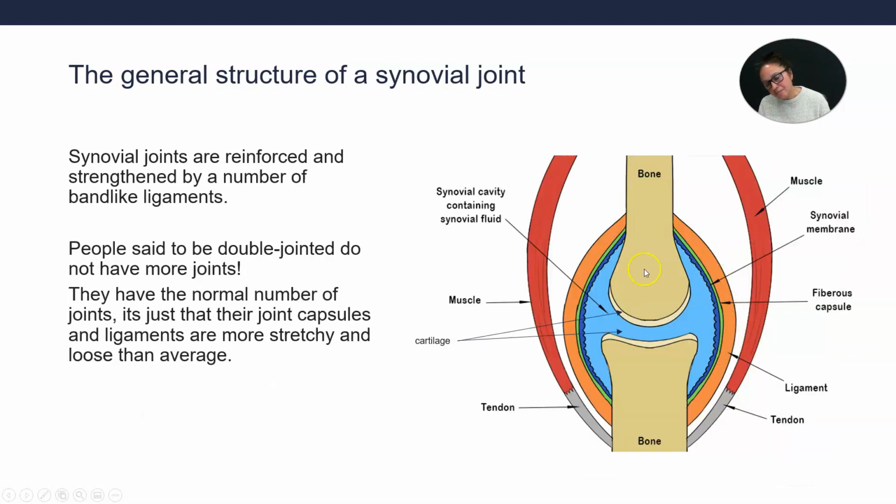Can you see there how that kind of holds everything together? Now, if someone says that they're double jointed, it doesn't mean that they have more joints. It just means that the capsule in their joints and their ligaments are much more stretchy, so they can move around a bit more than other people, okay? So this is the ligament there, just helping us hold things together. Remember, the ligament is something that holds bone to bone, and that's the orange thing here.